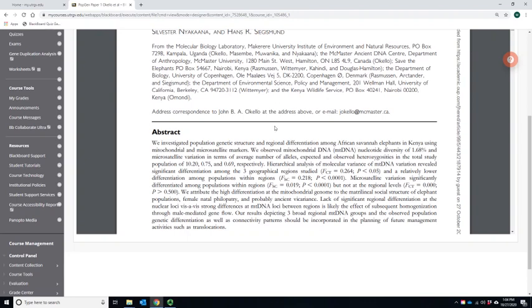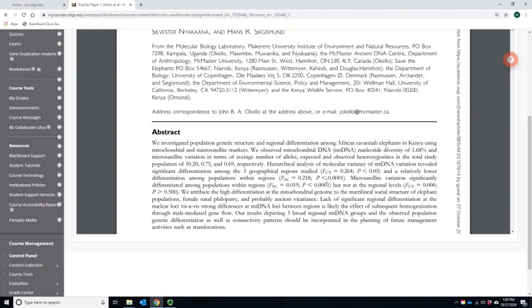Okay, so they're looking for genetic structure among these savanna elephants in Kenya. They're using two different types of DNA. One locus, a hypervariable region in the control region of the mitochondria. And then they're looking at microsatellites. I think they had something like 20 different microsatellite loci. The microsatellites are all nuclear, and of course the hypervariable region is a mitochondrial marker.